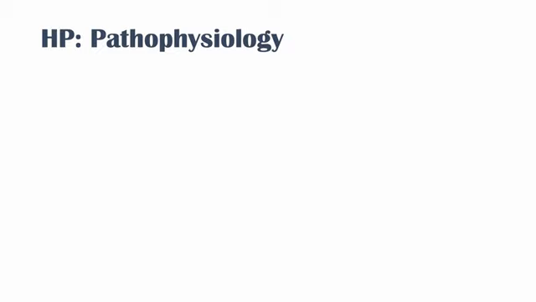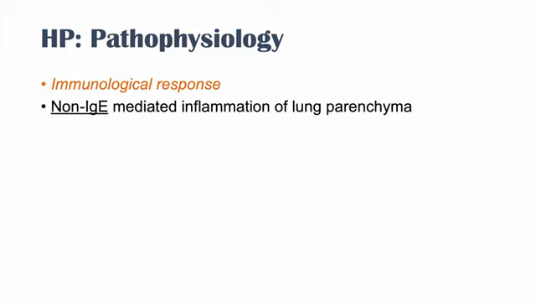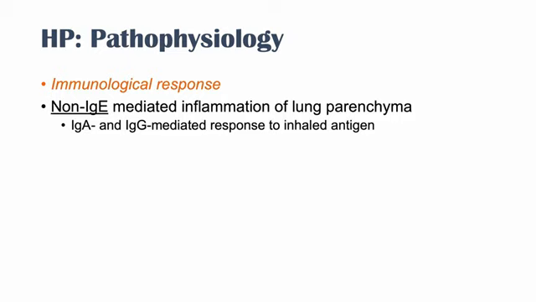What is the pathophysiology of hypersensitivity pneumonitis? As we mentioned before, it is due to an immunological response. It is actually a non-IgE mediated inflammation of the lung parenchyma or the lung tissue. And IgE is actually immunoglobulin E. It's a type of antibody. So hypersensitivity pneumonitis is actually caused by IgA and IgG mediated responses that occur after being exposed to an inhaled antigen that we talked about in the last slide.